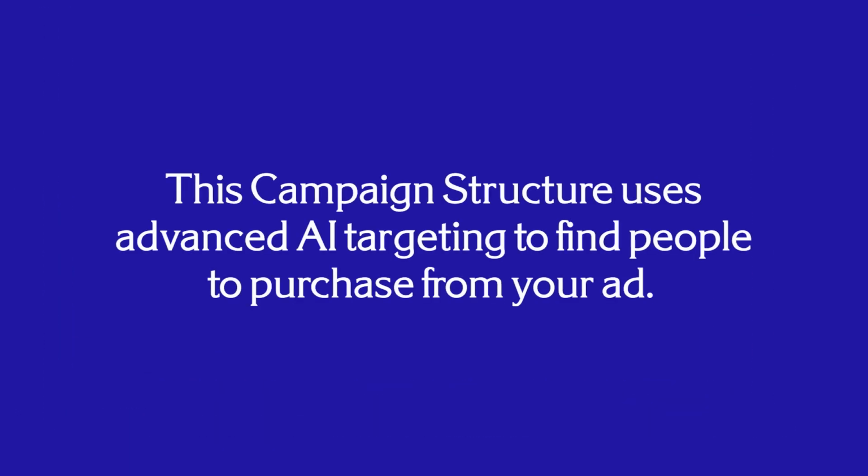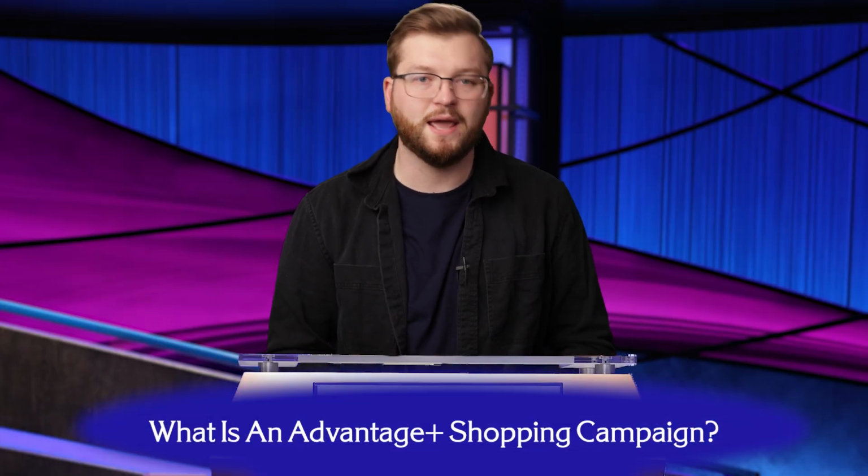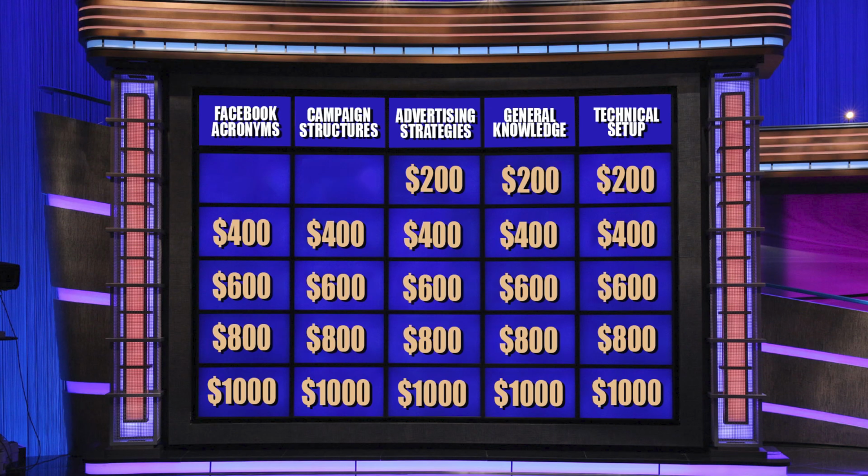This campaign structure uses advanced AI targeting to find people to purchase from your ad. This is a relatively easy one. You're probably using these if you've been advertising the last few months. What is an Advantage Plus shopping campaign? Now on to the third clue.